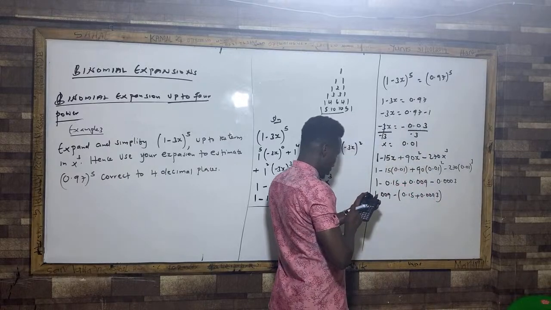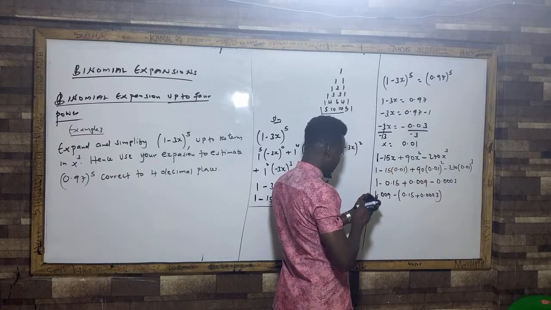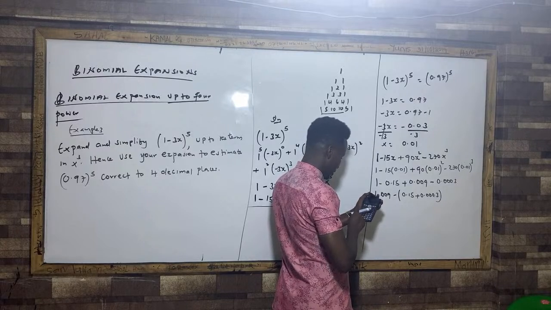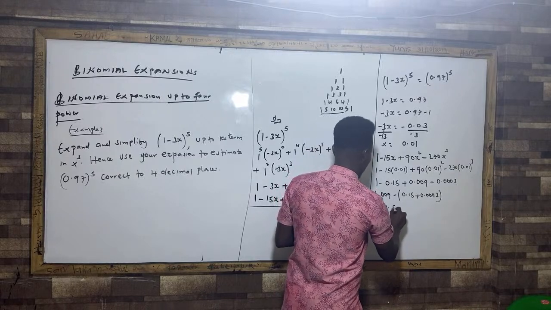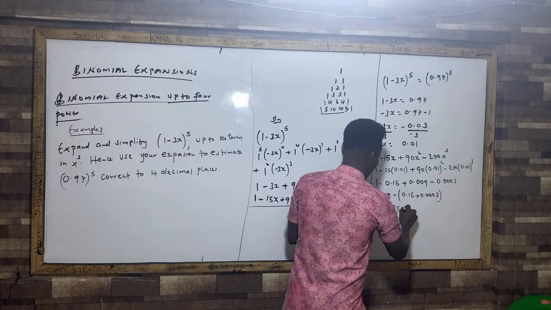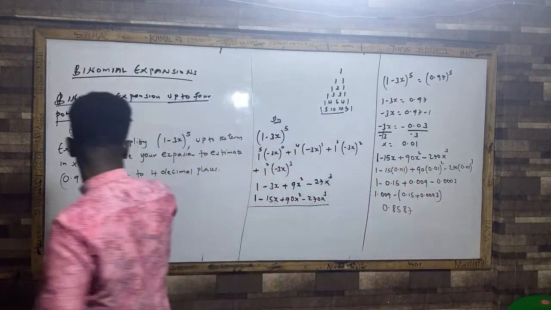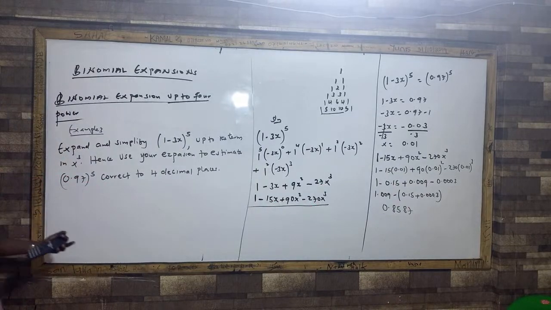I'll say 1.009 minus, open the bracket, 0.15 plus 0.003, close the bracket. Then I'll have 0.8587. What were you told? To four decimal places. Look at this one. To four decimal places. So that is the final answer.